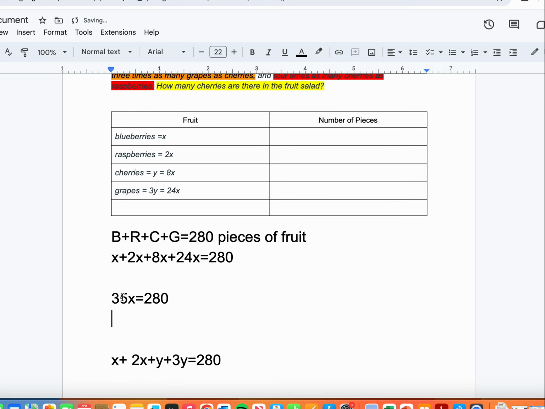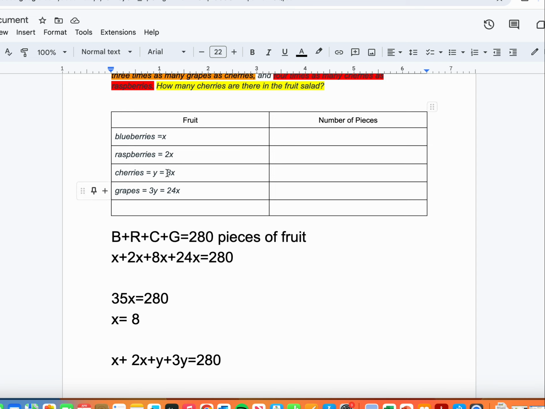And we're trying to solve for x. I'm going to divide both sides by 35 to get x by itself. So x is going to give us 8, because we know 35 goes into 280 8 times.